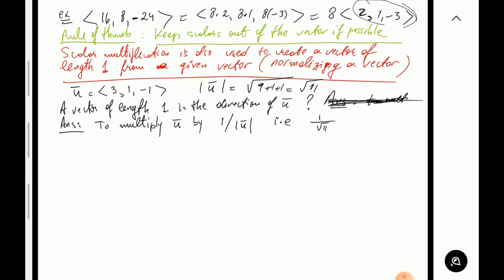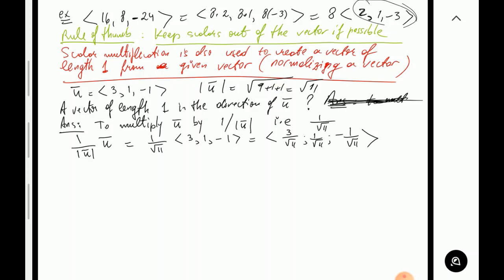So by scalar multiplying a vector with 1 over its magnitude, you effectively create a vector of length 1 in the same direction of u, right? So in this particular case, that'll be 1 over root 11 scalar multiplied by 3, 1, minus 1. You can bring it inside, you don't have to, but by doing that, automatically this vector will have length 1. I mean, it's very easy to see why that's the case.